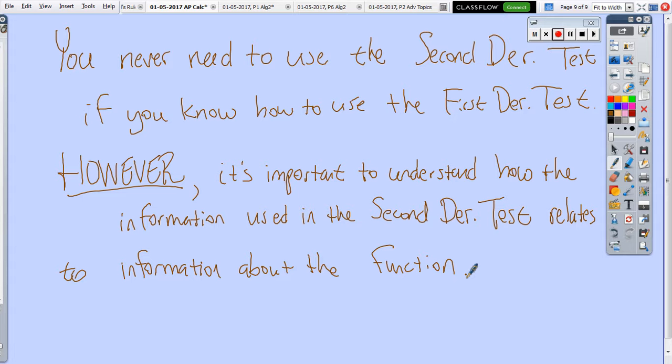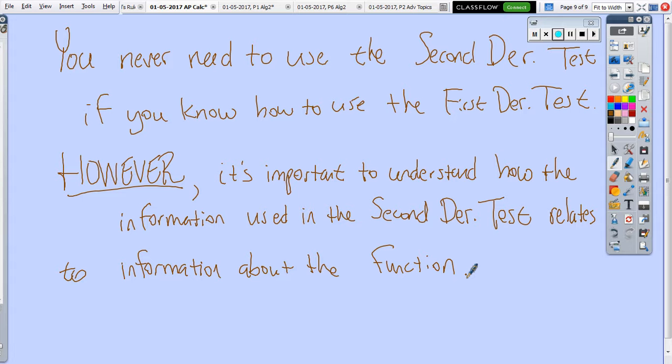So let's say that you're given a problem where the only information you're provided is this information for some specific value c. You should be able to know whether it's a local max or a local min. Okay, f prime of c equals 0, what does that mean? Well, that's a local extrema. How do I know whether it's a local max or local min? Well, that goes into whether it's concave up or concave down.